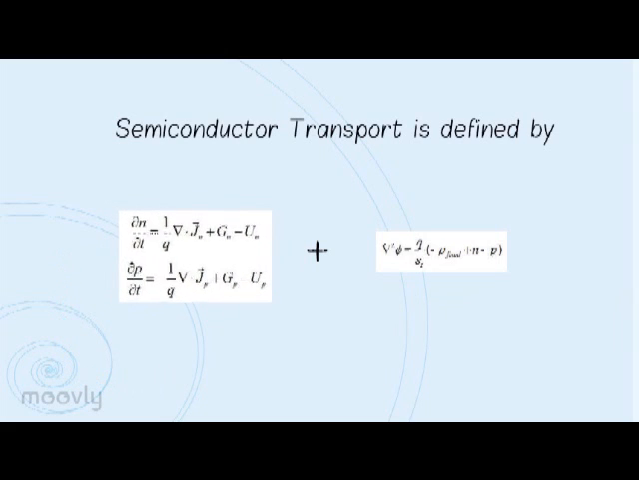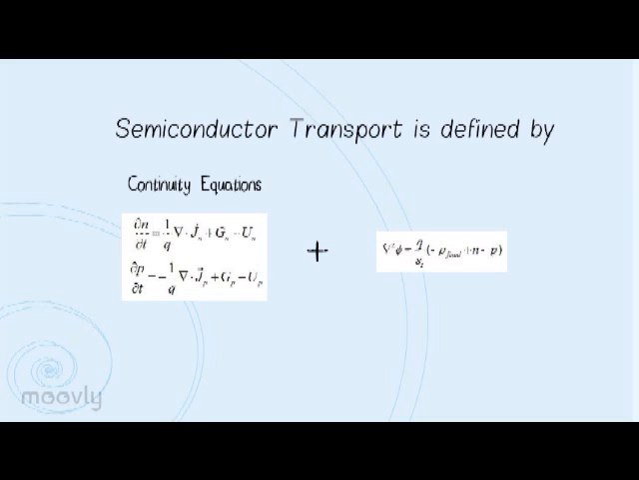Our two continuity equations account for the conservation of free charge carriers, electrons, and holes, where Q is charge, J is carrier flux, G is the rate of carrier generation per volume, and U is the rate of carrier recombination per volume. Then we have Poisson's equation that describes the electrostatic potential, where phi is the electrostatic potential, and epsilon sub s is the dielectric permittivity of a semiconductor, and rho sub fixed is the local density of fixed charge.